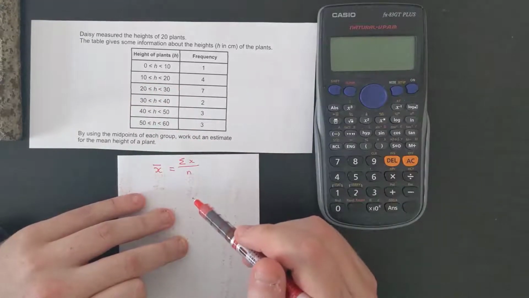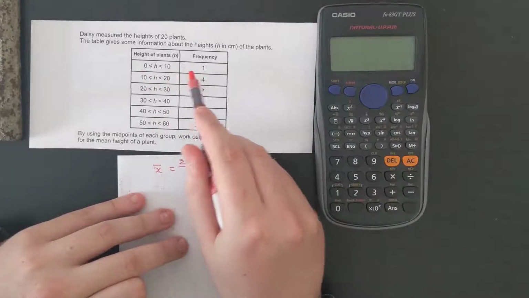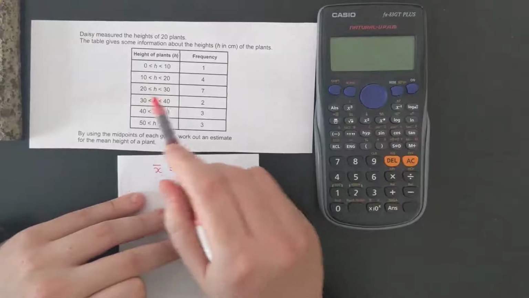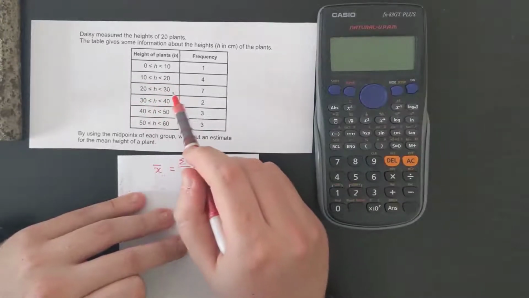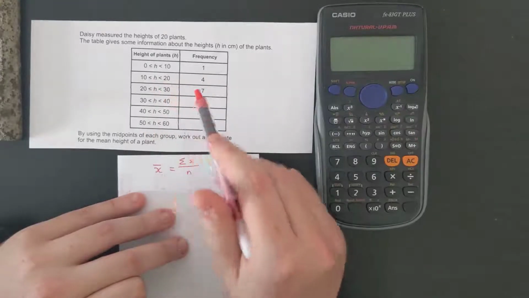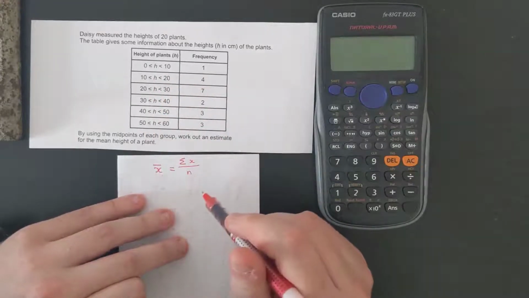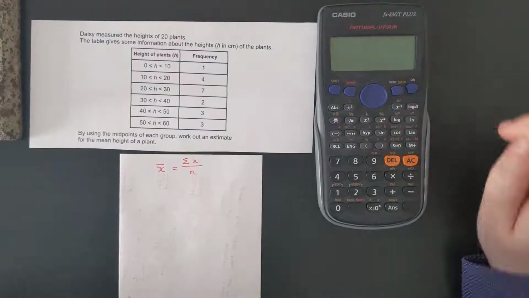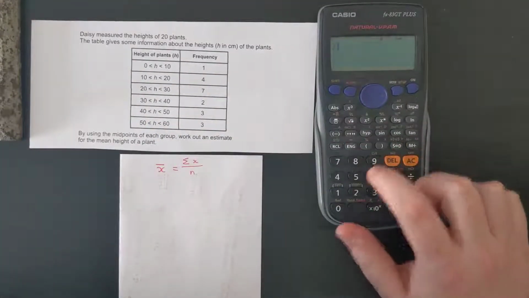So 5. And there's one of those, so that'd be 1 times 5, so there's a 5. Then between 10 and 20, once again, I don't know where my values are distributed, so I just pick 15 as my value, and I've got 4 of those, so in total that would be 4 times 15, 60. So to work out my overall total, I'm doing my midpoint times my frequency.